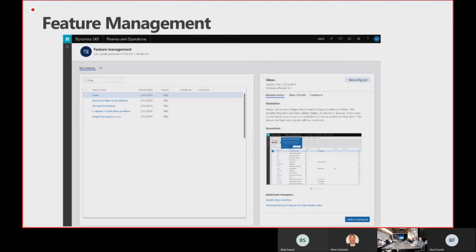You get documentation about it, and this is relatively new, so in the early instance of this there are not very many features because they're not doing it retrospectively. They're doing it on new features that are coming into the system.